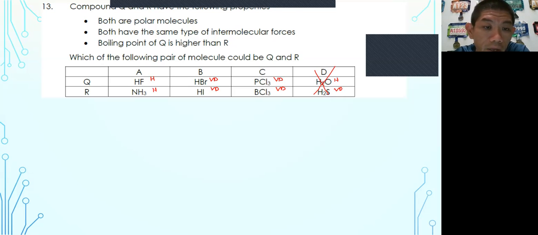So in here, Q must be higher than R. That means HF has a higher boiling point than ammonia, which is correct. HBr... has a higher boiling point than HBr, also correct. PCl3 has a higher boiling point than BCl3, which is also correct.